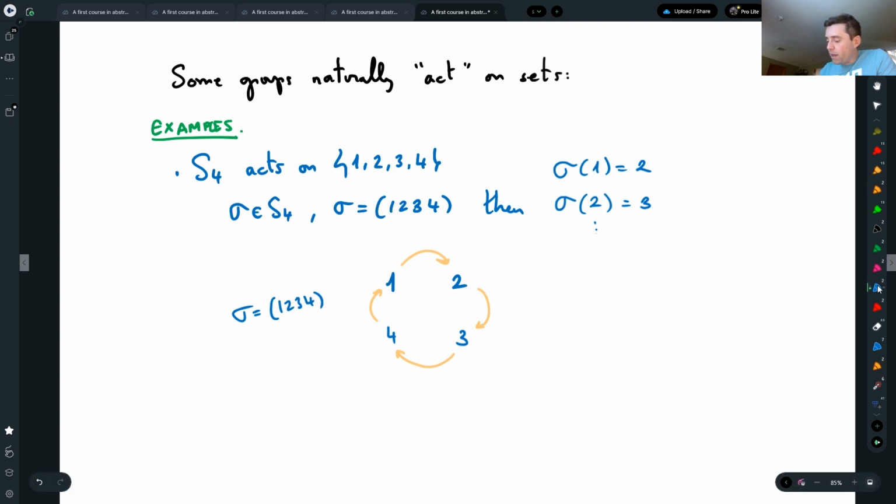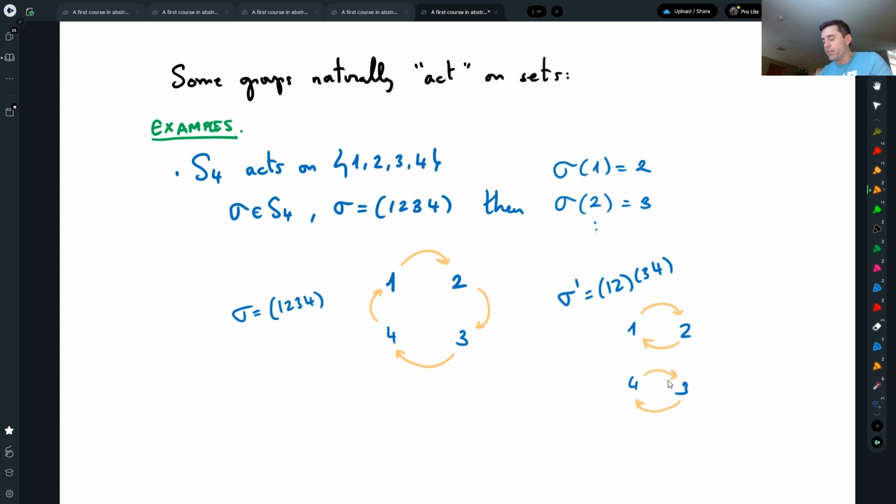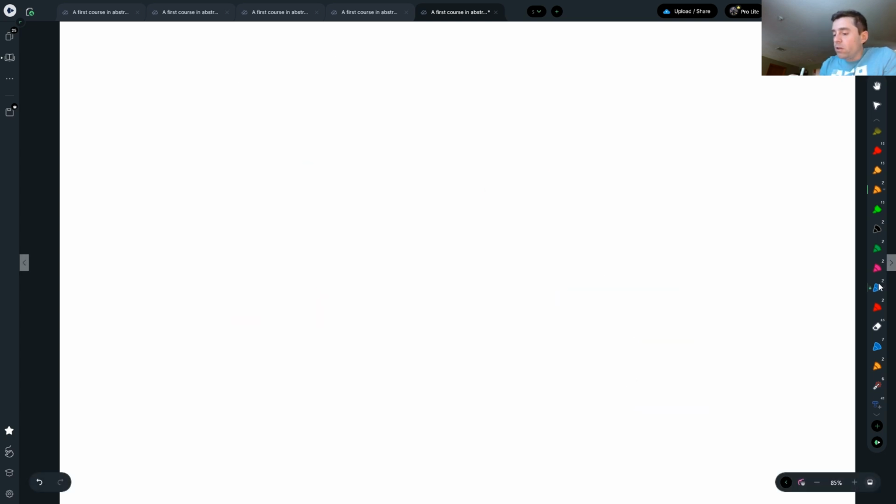If I pick some other permutation, for example, 1, 2, 3, 4, then this has a different diagram. This one sends, well, 1 is sent to 2, but 2 is sent to 1, and 3 is sent to 4, and 4 is sent to 3. So it has a different diagram, but it just gives you a sense of how this group is acting on a set. Let me give you another example.